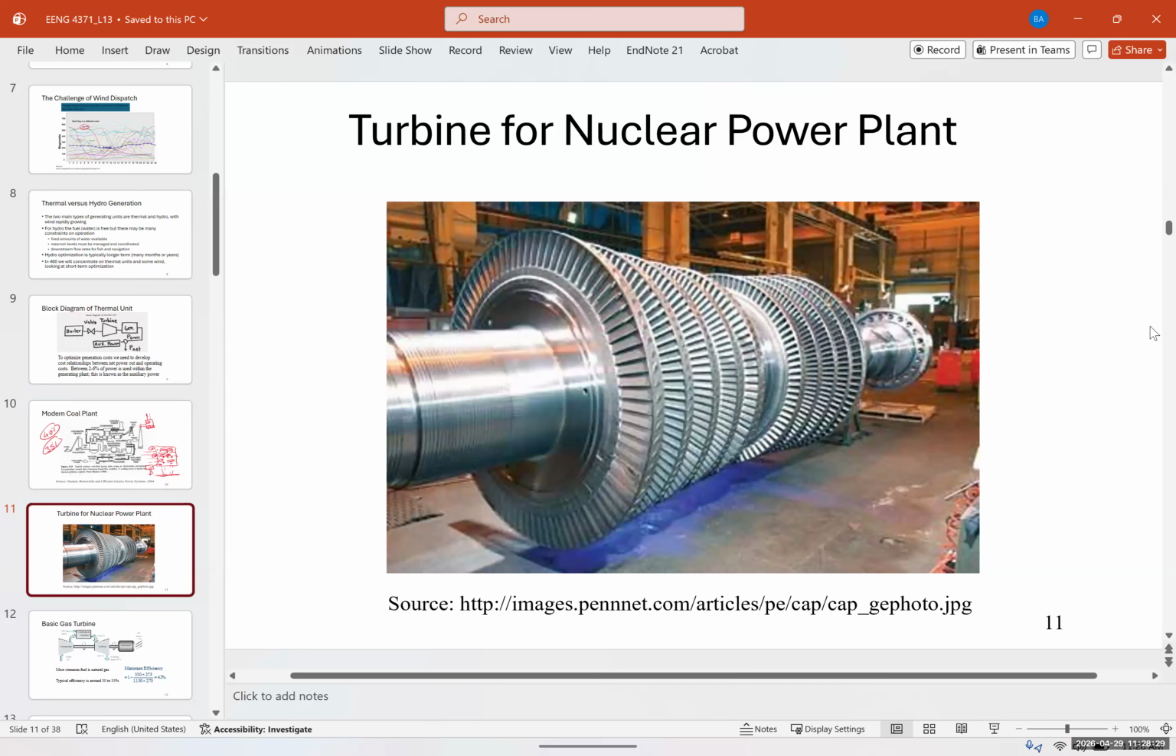Now, this slide shows the turbine hall of a nuclear power plant. You can see how huge it is. Now, nuclear plants work on essentially the same thermodynamic principle as coal or natural gas plants. Heat is used to generate steam, and the steam drives a turbine. The difference is that the heat comes from nuclear fission rather than burning fuel.